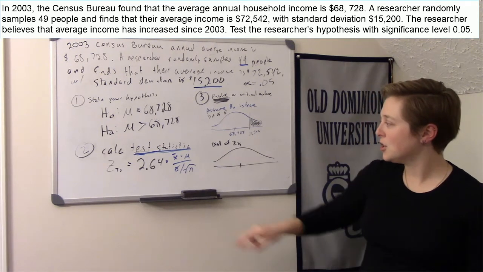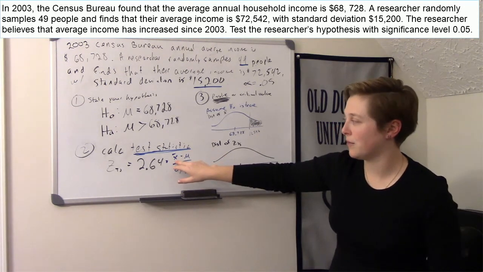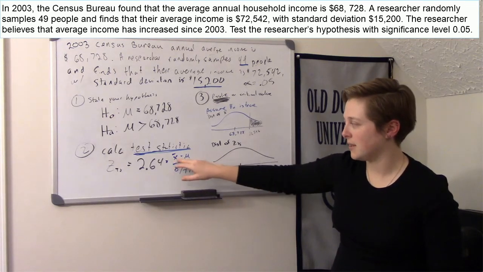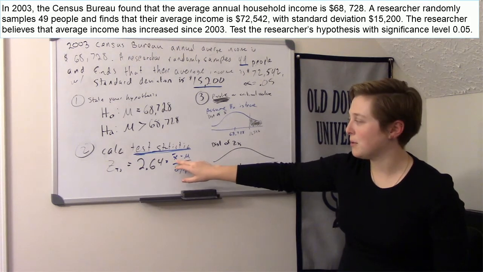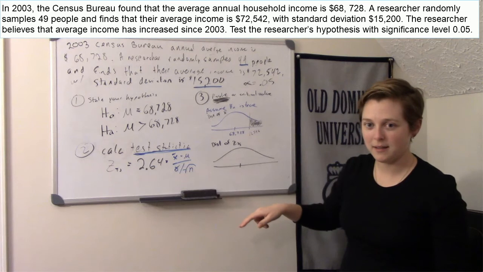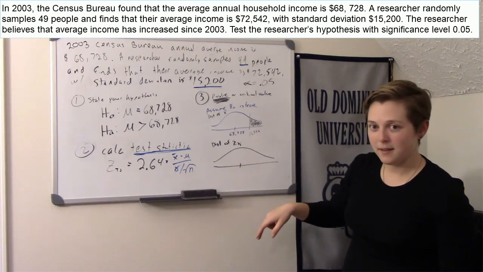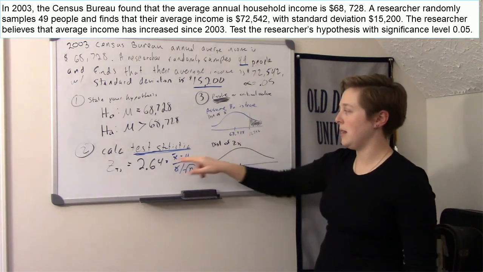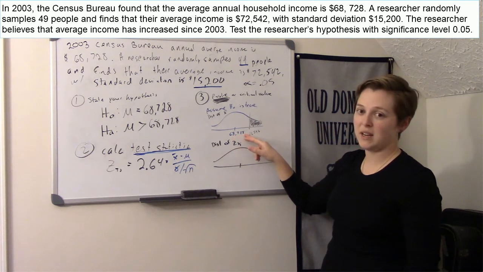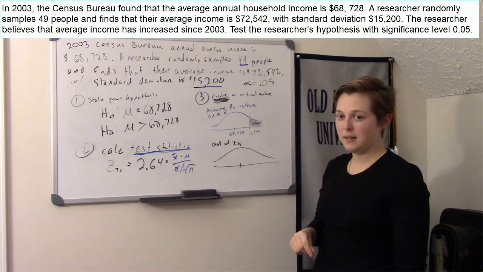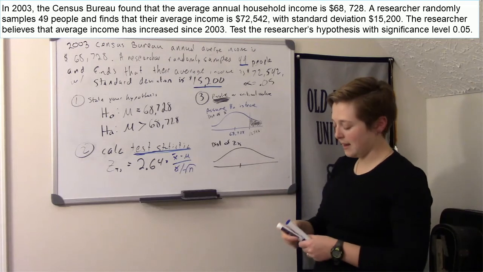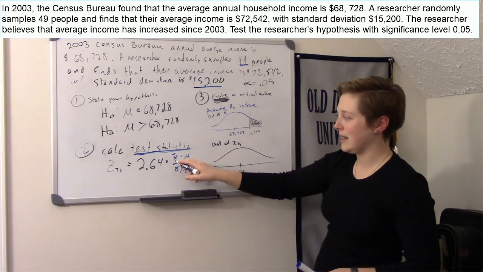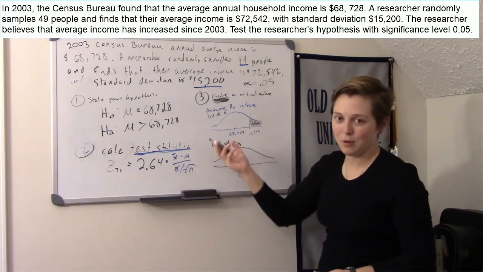The test statistic is also random, because it involves this x bar. Everything else is not random, but x bar is random. So if the sample mean is random, then so is z. So what's in the center? If the sample mean were 68,728, then what's the value of z? It's 0, right? In the center it's 0, because if you plug 68,728 into x bar, you get mu minus mu, so 0.